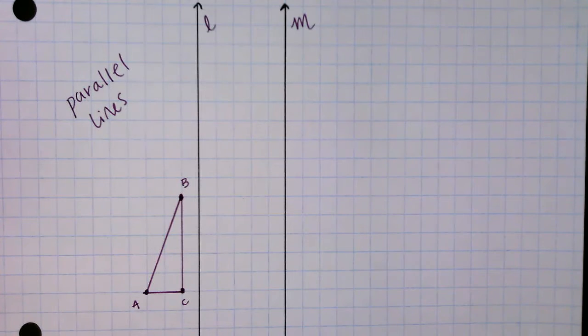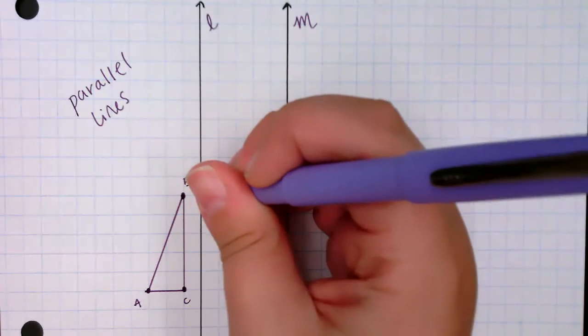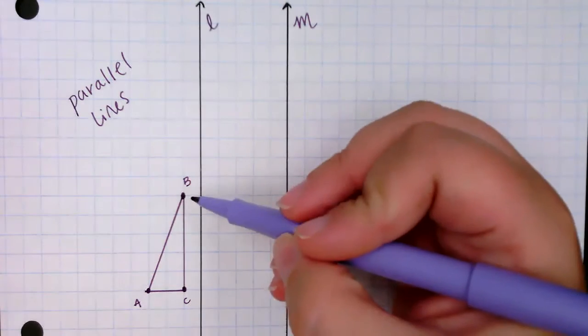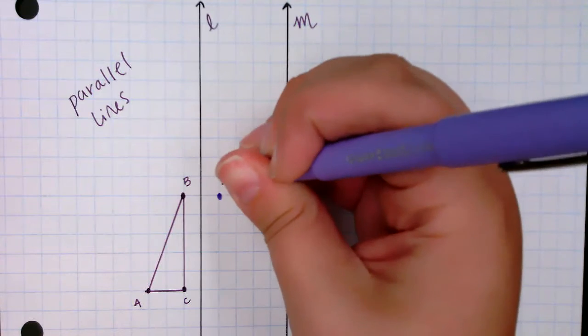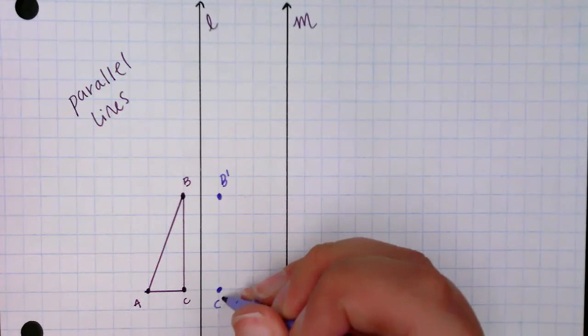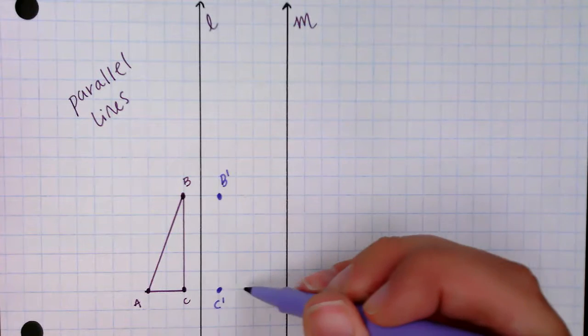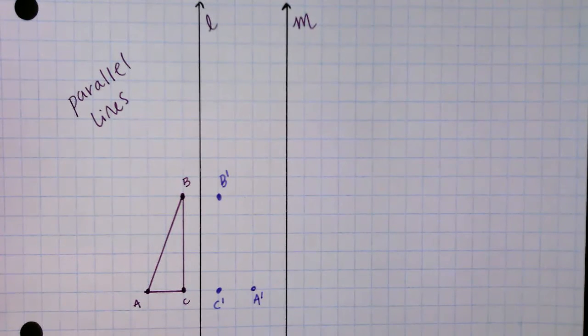So I'm going to start with this very first reflection. When I reflect ABC over line L, I'm going to count to the line and then go that same distance across. So B to the line is 1, then over 1, and I get B prime. I'll do the same thing with C to find C prime, and I'll do the same thing with A to find A prime. And so now I'm going to connect the points.